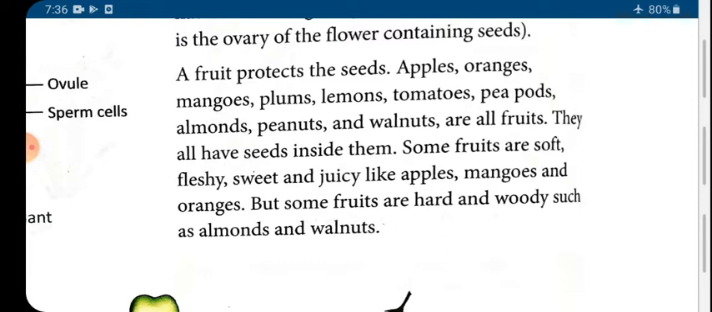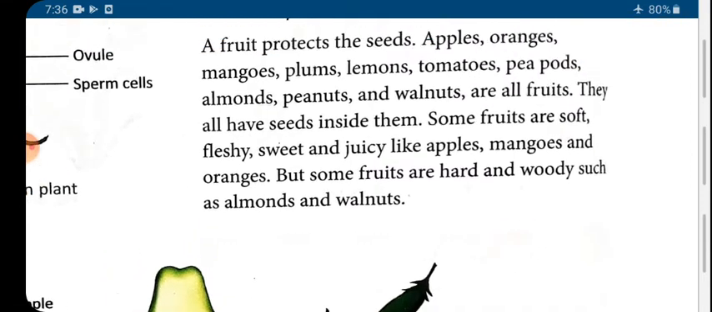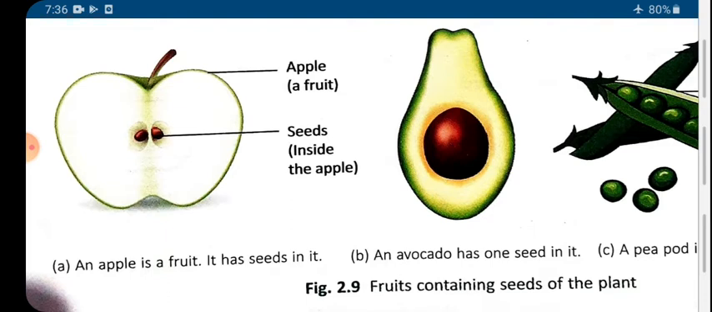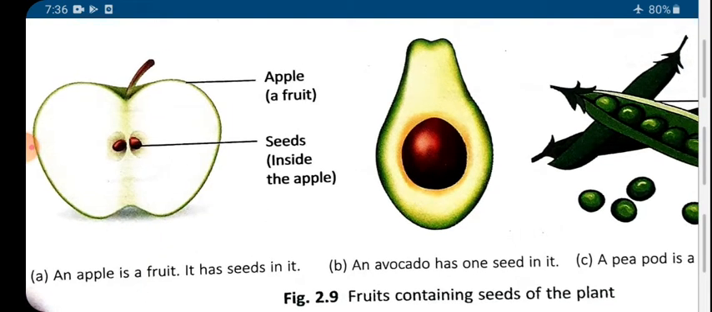So these are called fleshy or dry fruits. We divide them according to their hardness, smoothness, and fleshiness. So that was about fruit. Let me show you an example. You can see here an apple is a fruit. It has seeds in it. If you see the outer surface of the apple, this is the ovary, and these seeds are ovules.